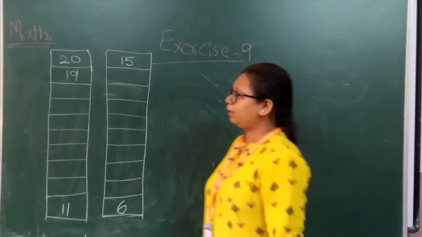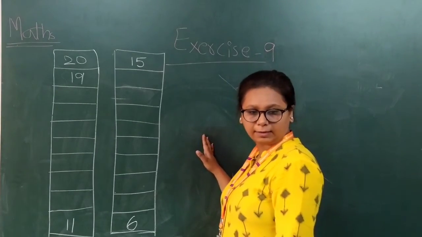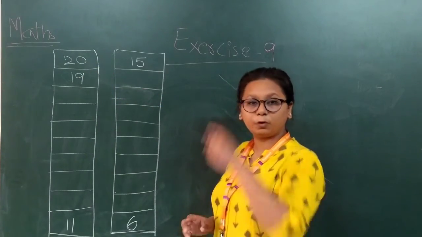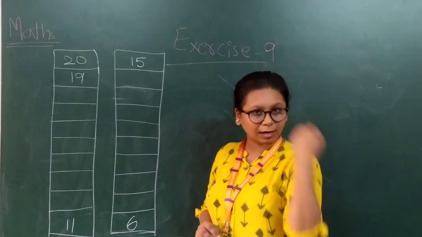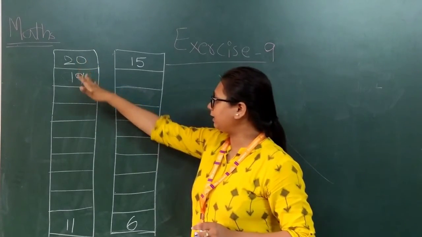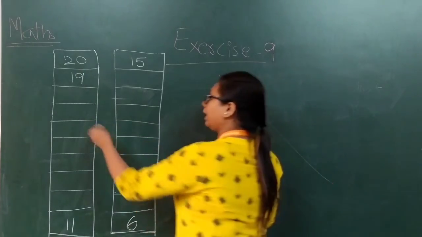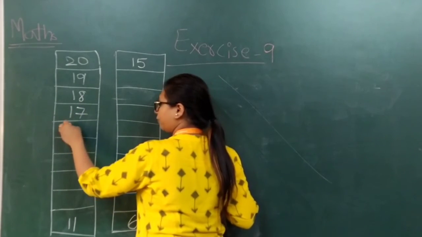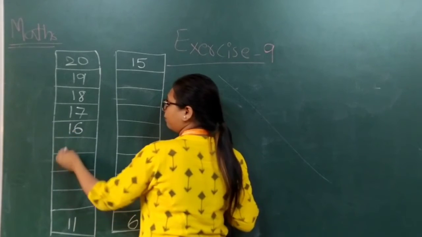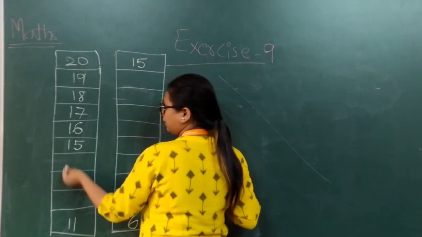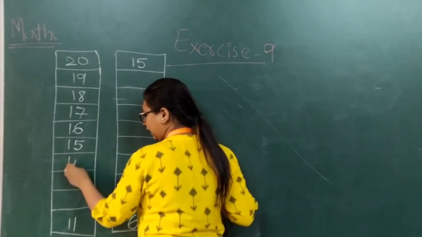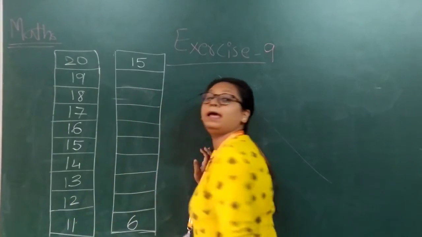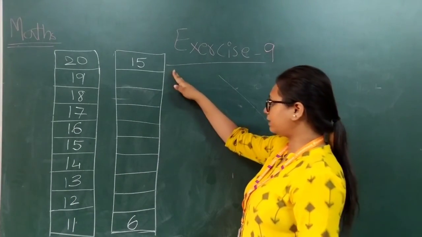Let's start with exercise number 9. So here 20 and 19, two numbers are given to us. So we have to do the backward counting. Now we have to count downwards. So 20, 19, what comes before 19? 18. Before 18, 17. Before 17, 16. Before 16, 15. Like that you will count backwards. 14, 13, 12 and 11.